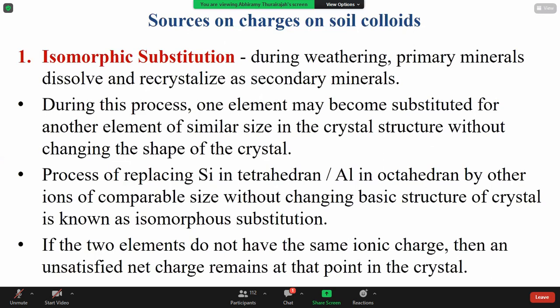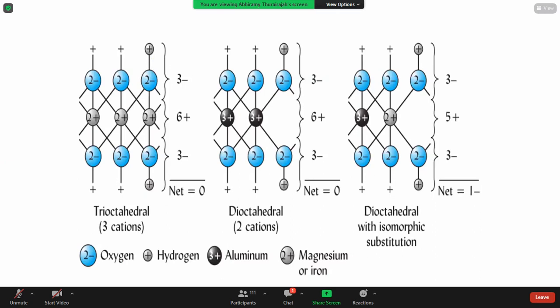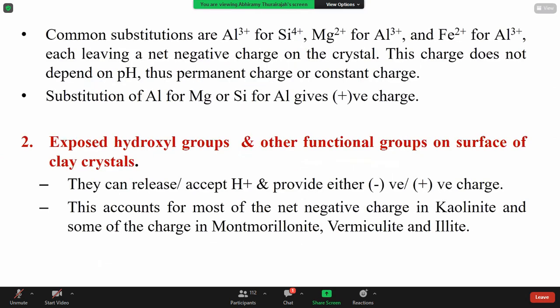Isomorphous substitution is the process of replacing one element by another element of comparable size, right? Without changing the shape of the crystal. If those two replacing ions do not have the same charges, that will create the net charges. So it may be negative or maybe positive charges. If the substitution is vice versa, for example, aluminum for magnesium or silicon for aluminum, it gives the positive charge. Okay, that is how the isomorphous substitution creates the permanent charges on the colloids.